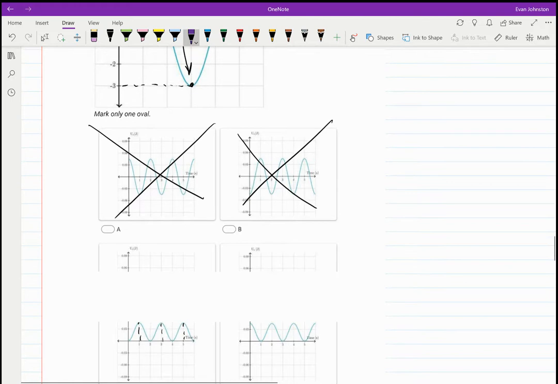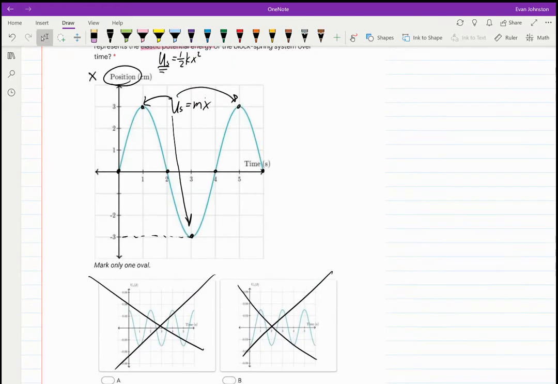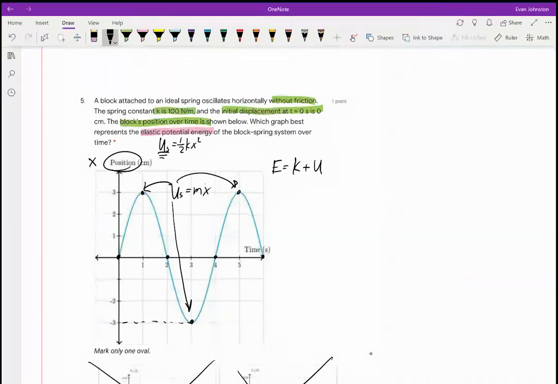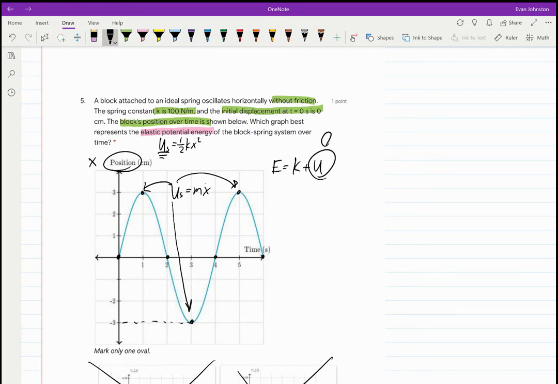Now, I would challenge you to think about this and go, well, what about the velocity? What would the velocity one look like? Since there's no friction here, total energy is conserved, so our kinetic and potential must combine to make this total energy. At 0 and 2 and 4 and 6, there's 0 potential energy, so all the energy is kinetic. And at the opposite moments, when our potential energy is a max at 1 and 3 and 5 seconds, it's all potential. So this one then is a 0, and our potential is a max.